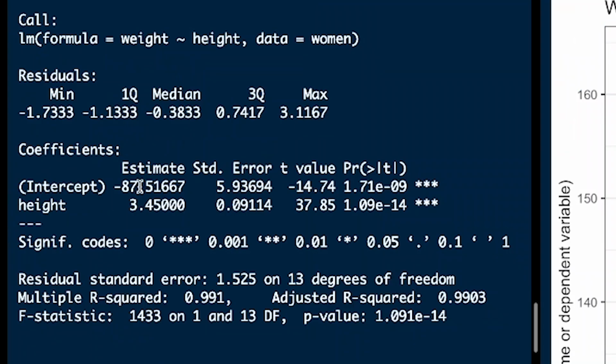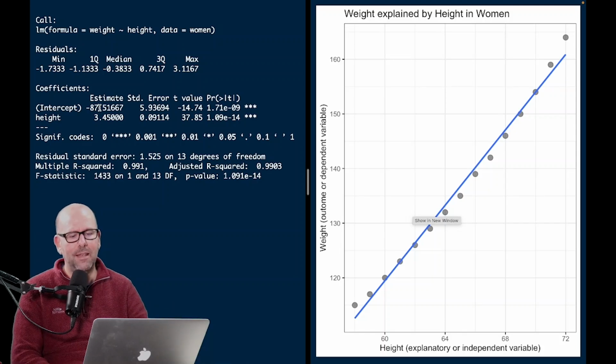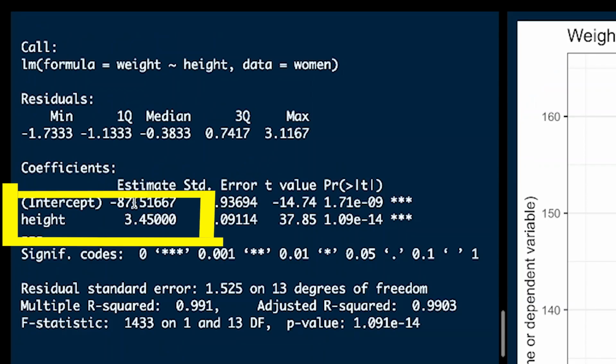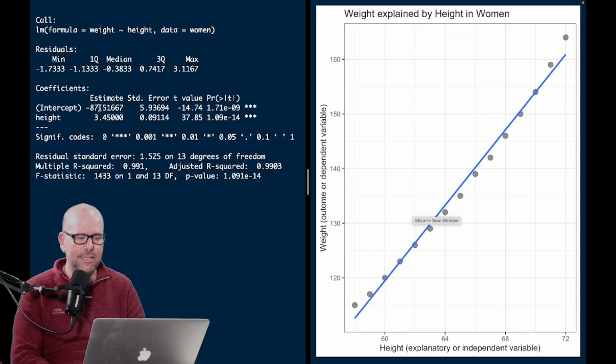Height, however, is a coefficient that we're interested in, and that is the slope. How steep is this line? And basically that 3.45 tells us that for every incremental increase in height, and I think this is height in inches and weight in pounds, for every inch that you go up in height, on average you go up 3.45 pounds in weight. So that's the relationship.